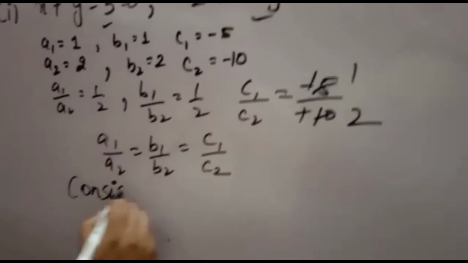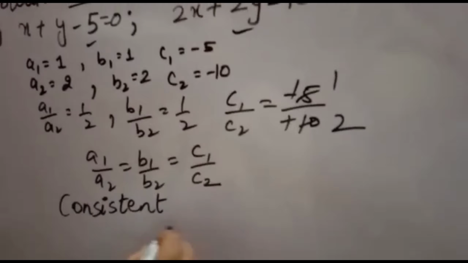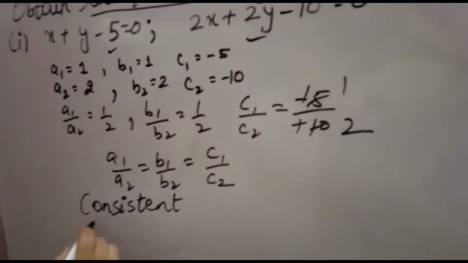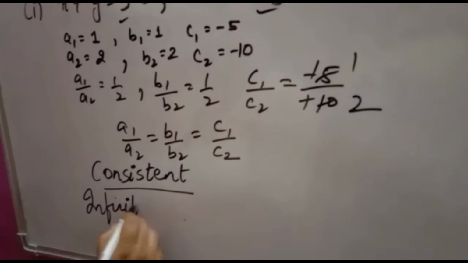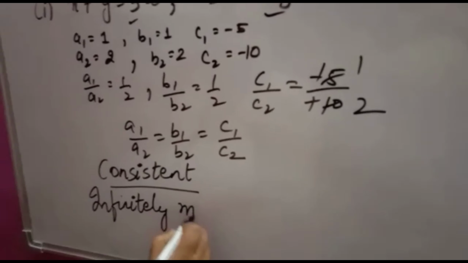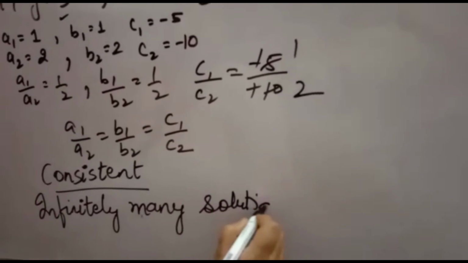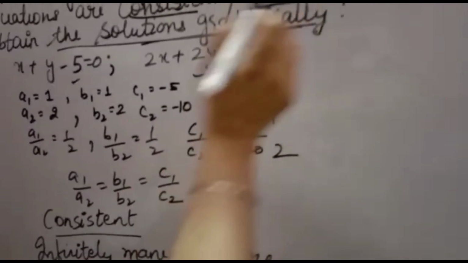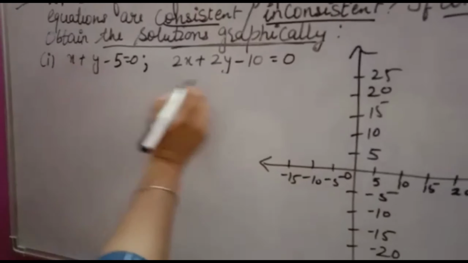Already in one of my videos I told you that if all three of them are coming equal, that means they are consistent and they have infinitely many solutions. Now they are saying that you have to solve graphically. So you have to solve it graphically.